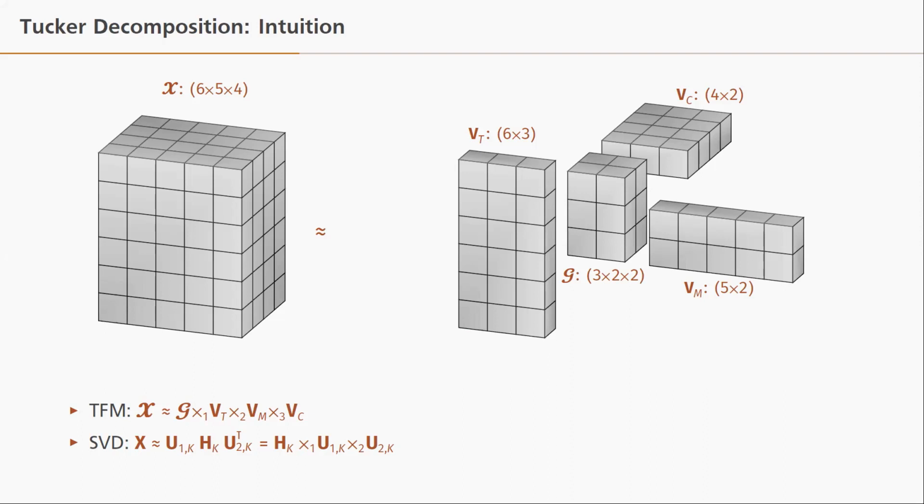If I multiply this core tensor, 3 by 2 by 2, by these 3 matrices, I go from 3 to 6, from 2 to 5, and from 2 to 4, which is the same dimension as the original. Okay, so now I'm going to try one more time.